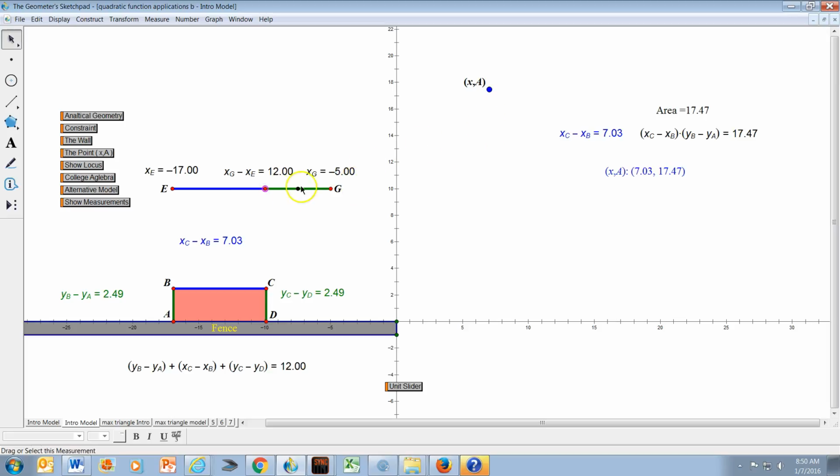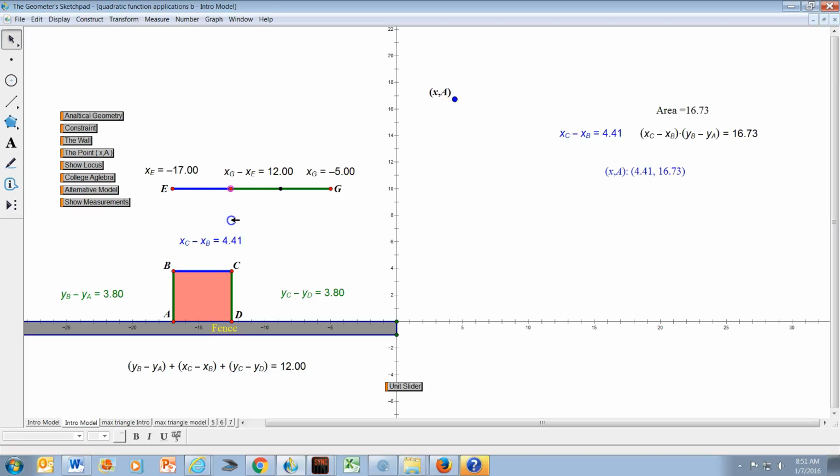Notice right now, I'll move this back to 4, or close to 4. Close to 4 right here. Looks like our area is 16. And just notice as I move it down, this skinny, tall rectangle doesn't have much area. It gets more and more area as I go up.